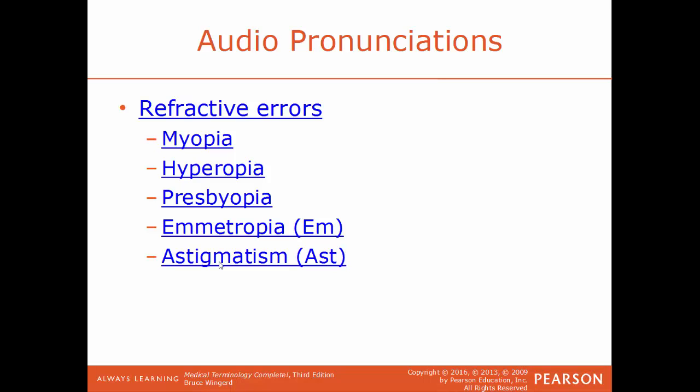And last term here, astigmatism, or AST, is a defect in the eye where the lens is not able to focus the image you're looking at correctly. And it could be due to a problem with the cornea, it could be due to the lens, it could be due to the curvature of the eyeball itself.